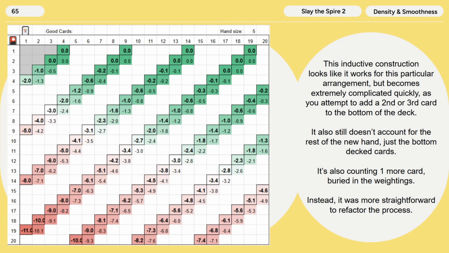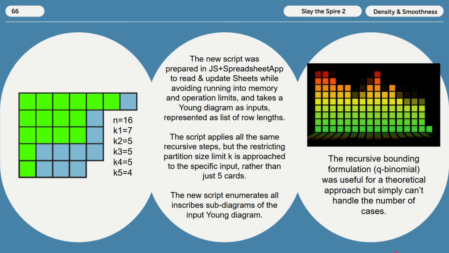Every time I iterated, I was doubling the number of events, and that was doubling the number of cards that were being kind of hidden in the weightings there. So in the end, I just decided to refactor the process and go back to basics. I rewrote the script I was using for permutations, and I just took a computational approach as opposed to a theoretical approach. And because I was working in Google Sheets, I used JavaScript with the Spreadsheets app module to read and update the sheets while avoiding running into memory issues and operation limits that exist in Sheets.